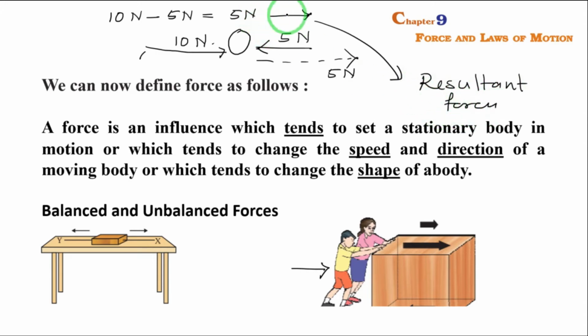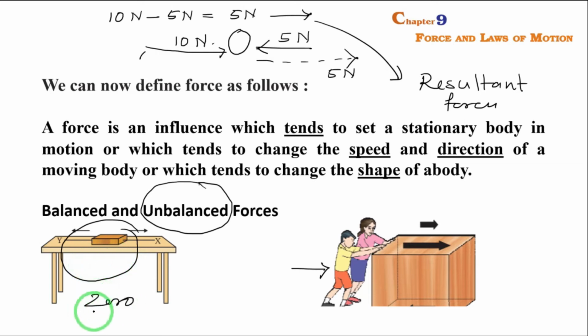Now, if there is a resultant force on the body which is more than 0, then the object will move, and those forces are called unbalanced forces. Now if I ask a question, what is the resultant force on this body? It's 0, and that's why it is not moving. And here the resultant force is more than 0. It depends on how much force you apply and how much friction exists.